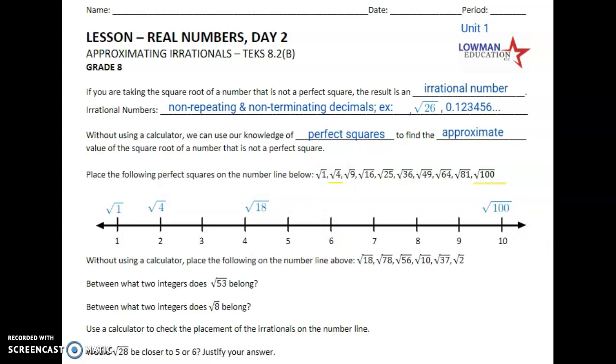So now let's go ahead and take a look at 78. Now I do not know immediately what the square root of 78 is, so let's use some of our perfect squares. I know that 8 times 8 is 64, and 9 times 9 is 81. So that means that the square root of 78 has to fall somewhere between 8 and 9. And I am going to put it a little bit closer to the 9 because the square root of 78 is closer to the square root of 81.